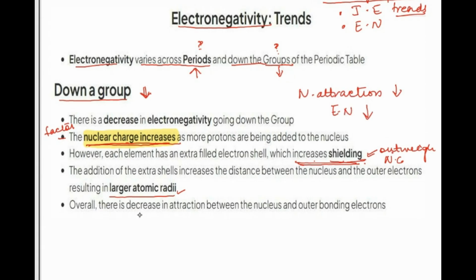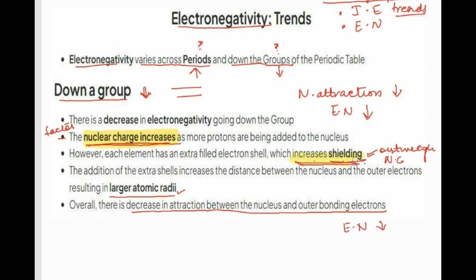There is a decrease in the attraction between the nucleus and the bonded pair, and that is the reason the electronegativity decreases. So please look for the keywords. We don't have to explain nuclear charge because they give you just two lines to explain the trend. So these keywords should be part of your answer: nuclear charge increases, the shielding effect also increases, which outweighs the nuclear charge. This decreases the attraction between the nucleus and the bonded pair, and that is why electronegativity decreases.